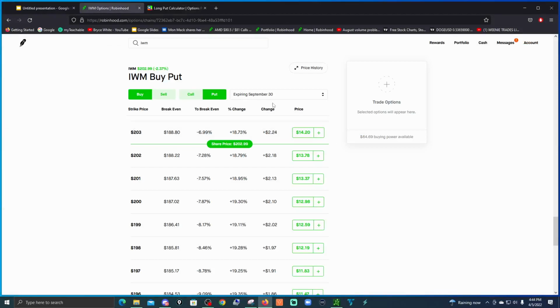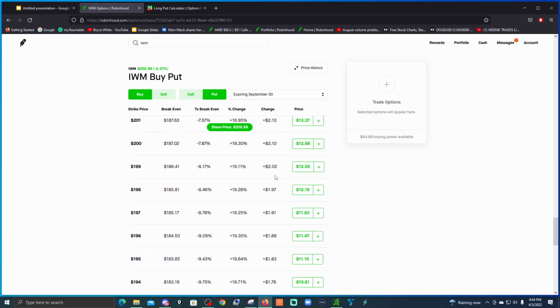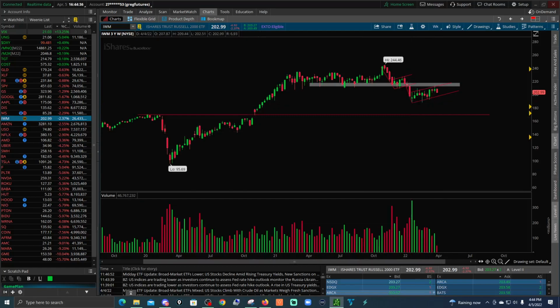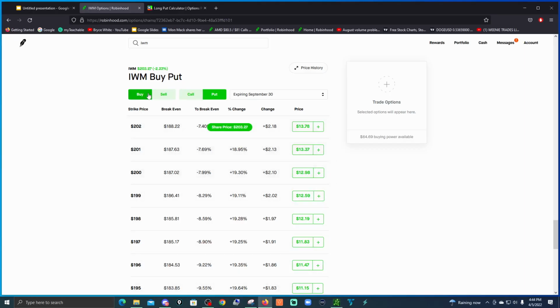What does that look like? Well, I like to pull up Robinhood just because the options chain is nice and simple, and it throws up a pretty good profit and loss graph. So let's say we think the IWM is going to be dropping, and we're going to grab a put option. Let's go to buy, put, expiration date September 30th, and this is the 200 strike price, as you can see over here.